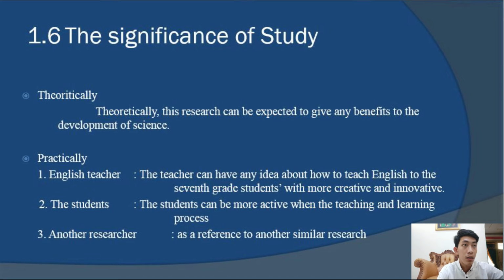And the 1.6, the significance of study. Theoretically, this research is expected to give benefits to the development of science, while practically, the first one is for English teachers. The teacher can have ideas about how to teach English to the 7th grade students in a more creative and innovative way. The second is for the students. The students can be more active in the teaching and learning process. And the third is for other researchers, as a reference for similar research.